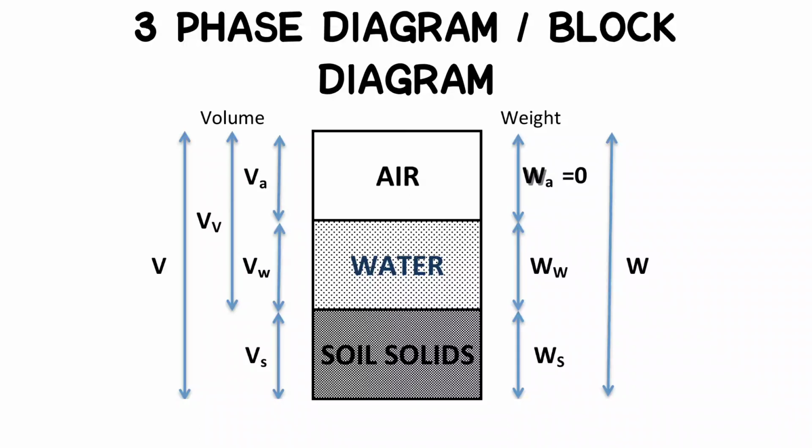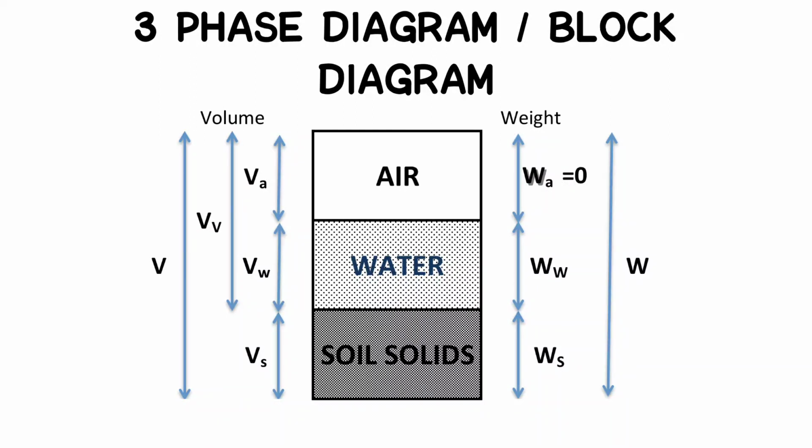The volume of air is denoted as Va. Similarly, volume of water is denoted as Vw. Together we'll have the volume of voids, which is represented as Vv, and the volume of soil is represented as Vs. The total volume, that is Va plus Vw plus Vs, is represented as V.